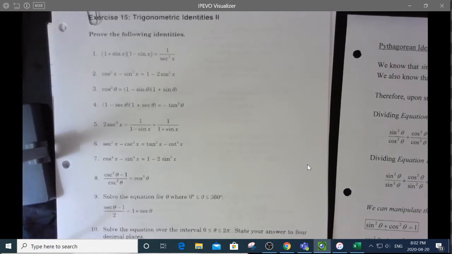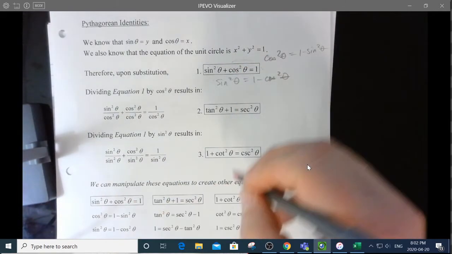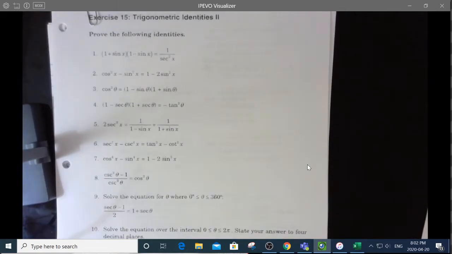And if you haven't tried them yet, I urge you to pause this video before I get into it, give it a try for yourself, and then see the way that I do it. For 1 to 4, most of these are just going to be variations on using the identities here in the boxes. So the ones 5 and 8 have a little more to them than that. So I'm going to start with number 5 here.